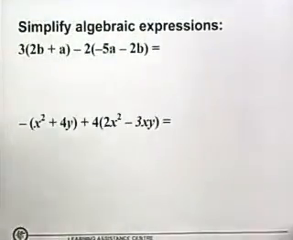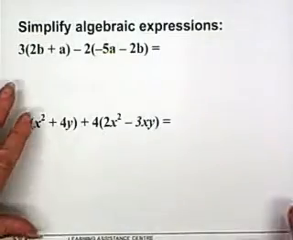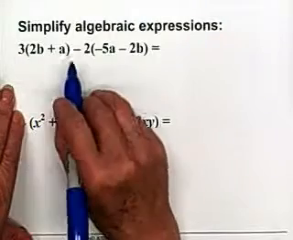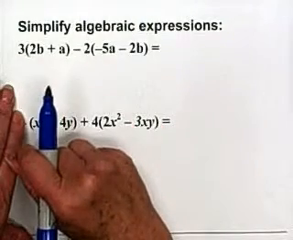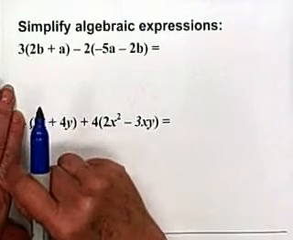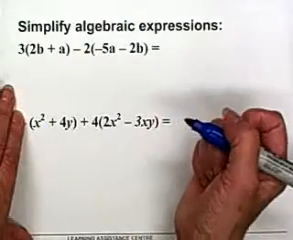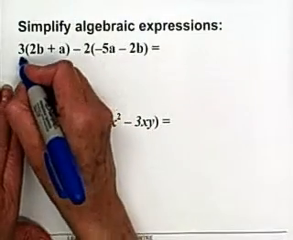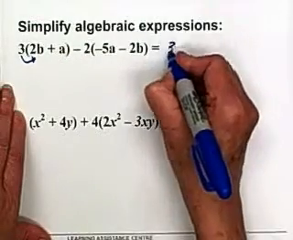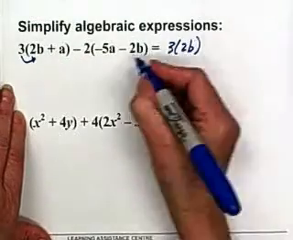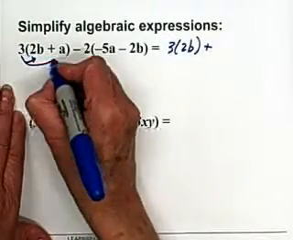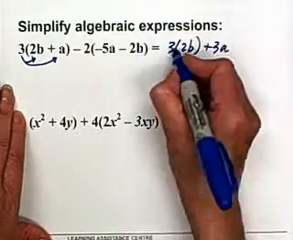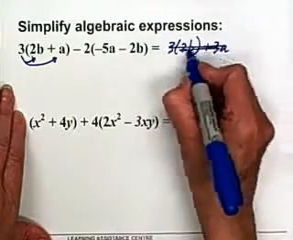Now these are a little more complicated questions. Here we have 3 times 2b plus a minus 2 times minus 5a minus 2b. So lots of minuses in there. Let's just walk through this one step at a time. So we have 3 times 2b plus 3 times a. As you can see, this is going to be too long for being up here. Let's hold on a second here.